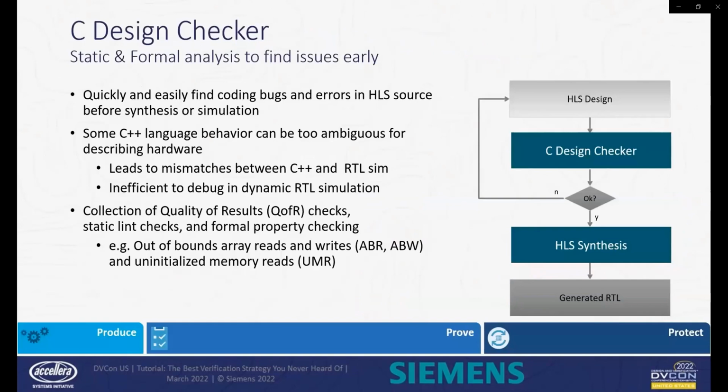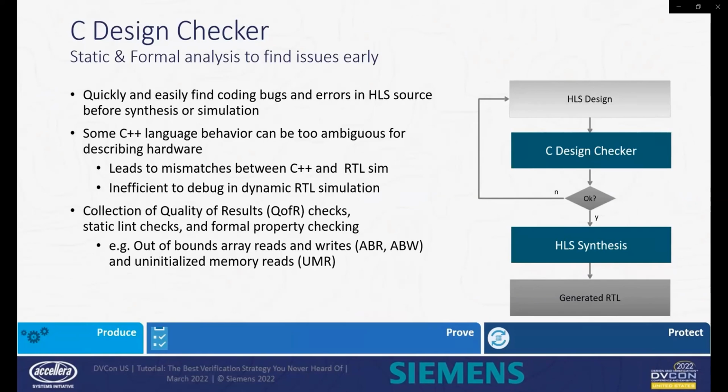Kicking off our HLV section, where we begin to straddle between the produce and prove pillars, we'll be applying known and trusted RTL verification techniques, only here at the HLS level of abstraction. Starting with C Design Checker for static and formal analysis of HLS design source to quickly and easily find coding bugs prior to synthesis and even prior to dynamic simulation.